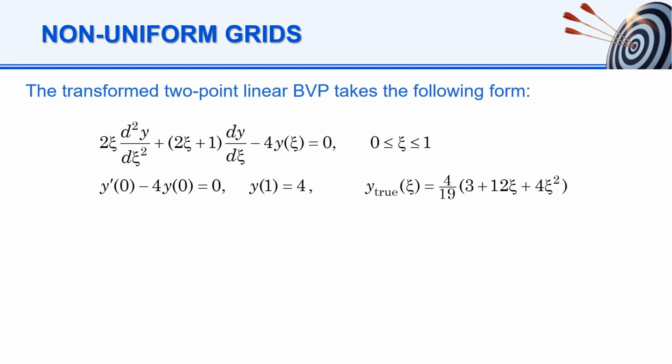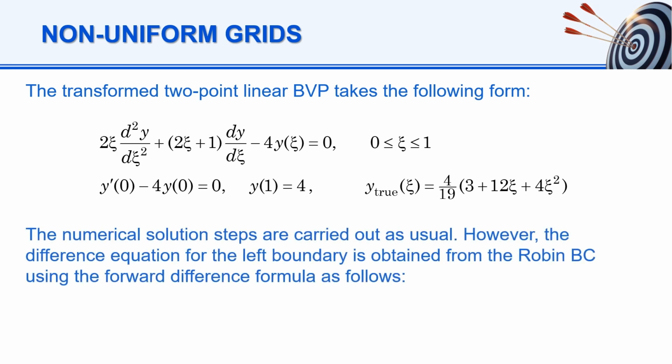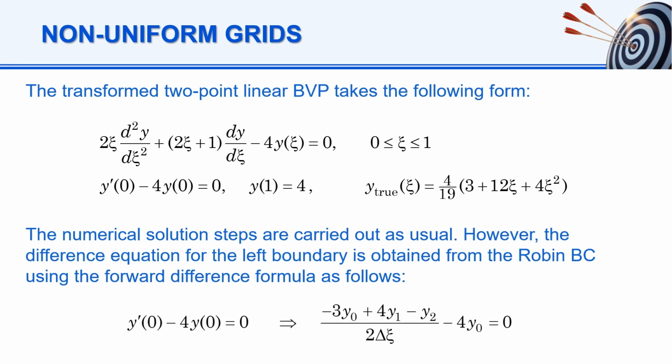The transformed two-point linear boundary value problem takes the following form. The numerical solution steps are carried out as usual. However, the difference equation for the left boundary is obtained from the Robin boundary condition using the forward difference formula as follows. Here we discretize the Robin boundary condition using the second-order forward difference formula to avoid creation of a fictitious node. We leave it to you to discover why we took this route.